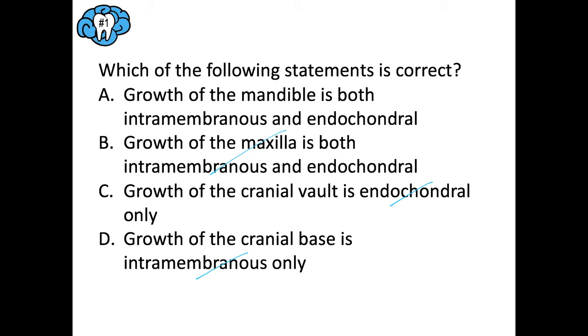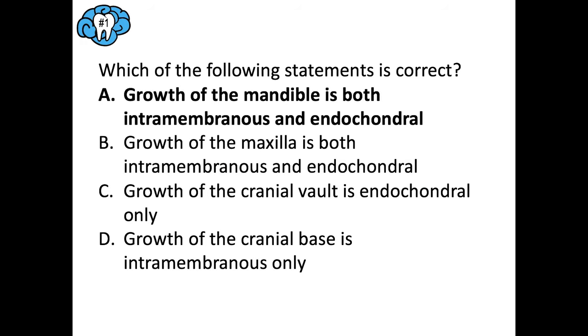That is in fact correct. So intramembranous ossification is used to create the corpus, or the body, and the ramus embryologically, and then endochondral ossification is used to create the condylar cartilage embryologically, and then both forms of ossification continue through childhood and adulthood. Endochondral at the condyle, intramembranous at the surfaces everywhere else. So the correct answer for question number 1 is A.